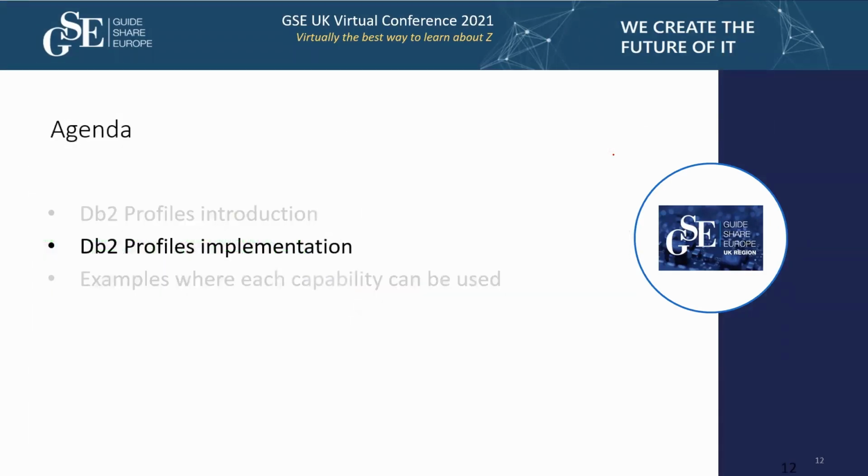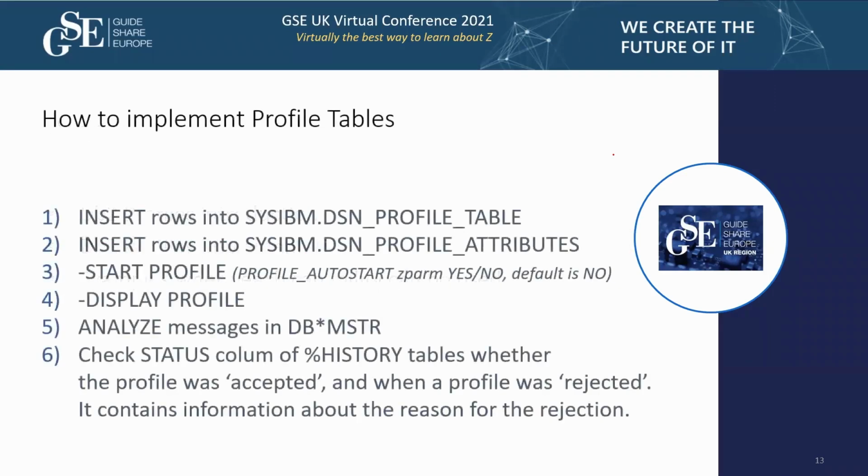Now we jump into the implementation, which are the things to do to implement a Db2 profile. So I have listed here the 6 steps needed to activate a Db2 profile. So first, we have to insert rows in the profile table. Then we have to insert rows in the profile attributes table as well. Then we are ready to start our profile.